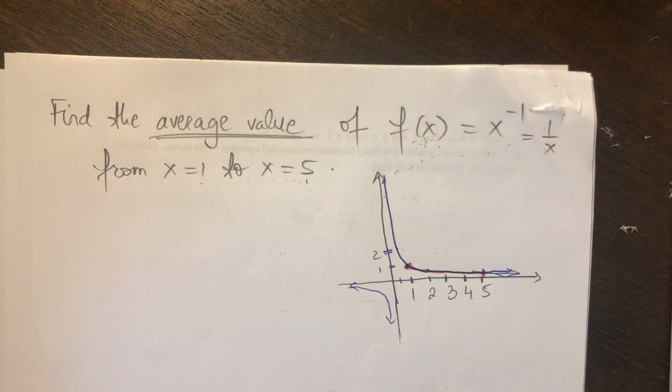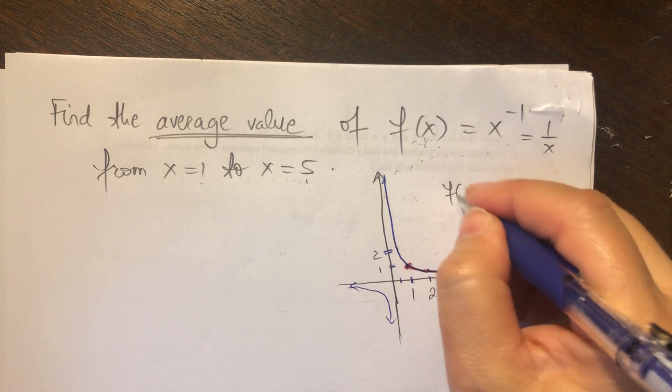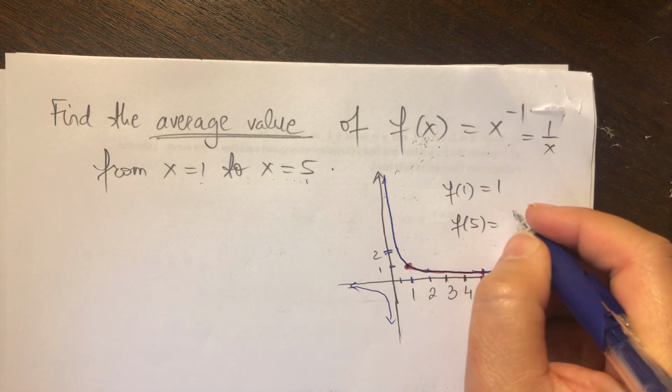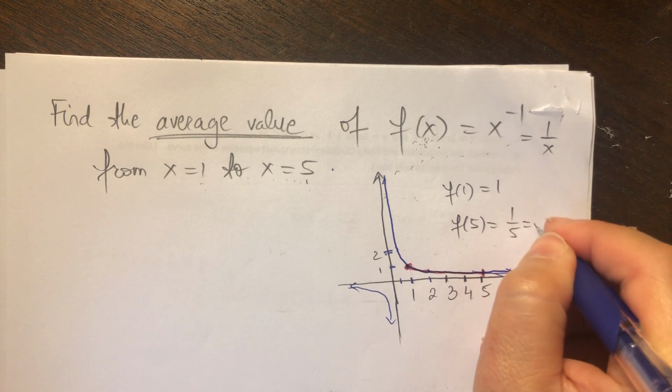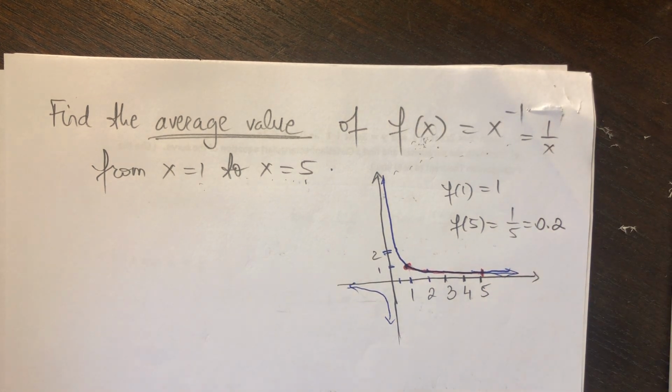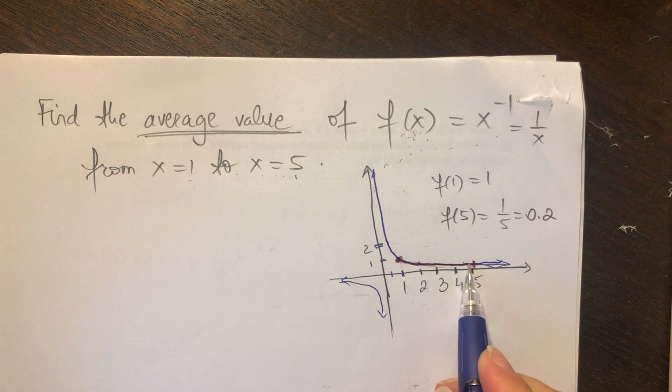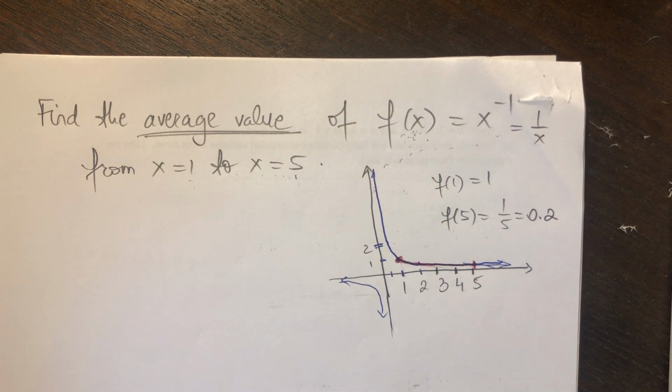So again, what are my two values, by the way? F of 1 is 1. F of 5 is 1/5, yes, which is 0.2. So the average value, as I see it, definitely has to be something between 1 and 0.2. And it's not going to be halfway, by the way. Halfway between 1 and 0.2, add them up, you get 1.2 divided by 2 is 0.6. So the average value won't be 0.6.